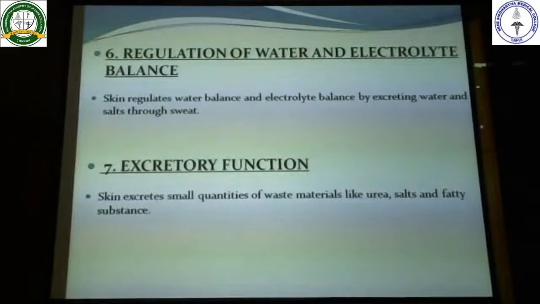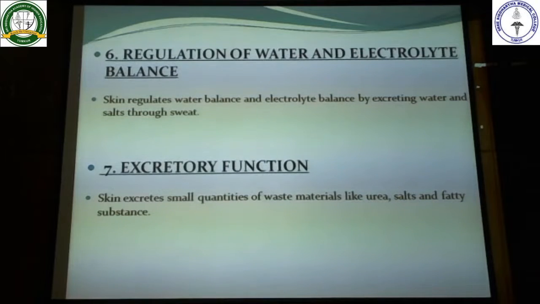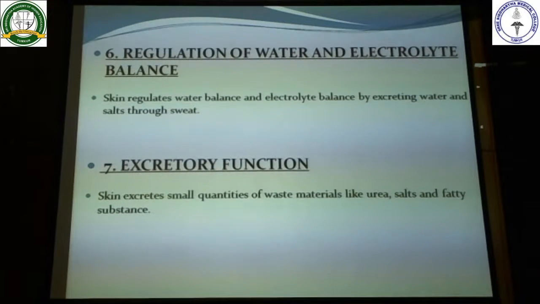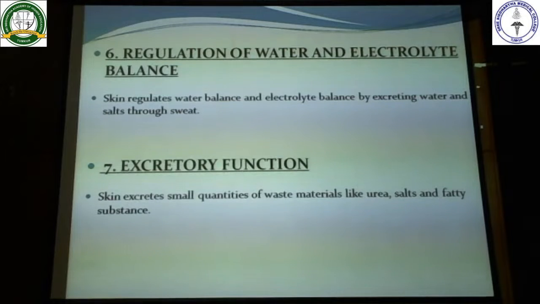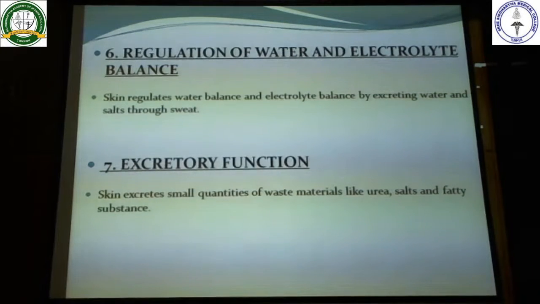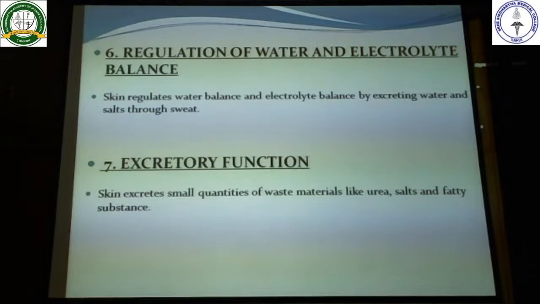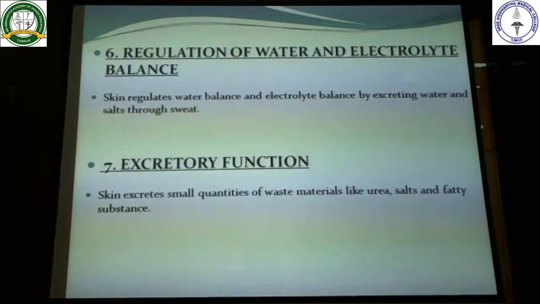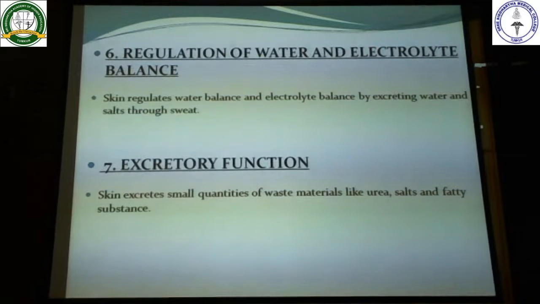Next, regulation of water and electrolyte balance. Just now I was telling you about the production of the sweat. So when the sweat is produced, it contains definitely water and electrolytes. Hence the skin is regulating this water balance and electrolyte balance by excreting the water and also the salts through the sweat.